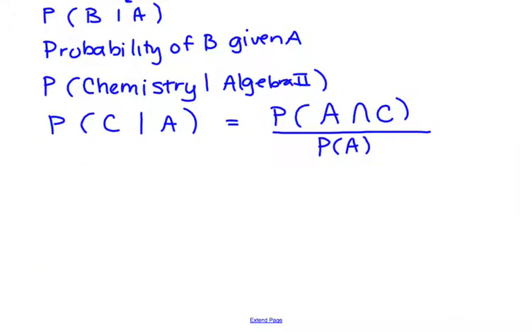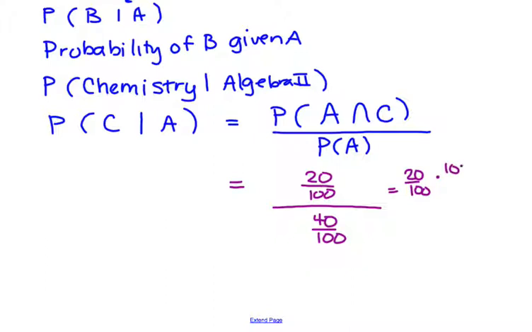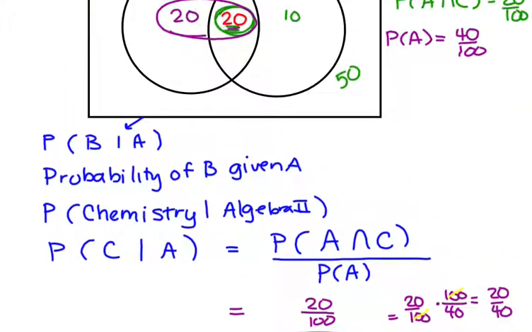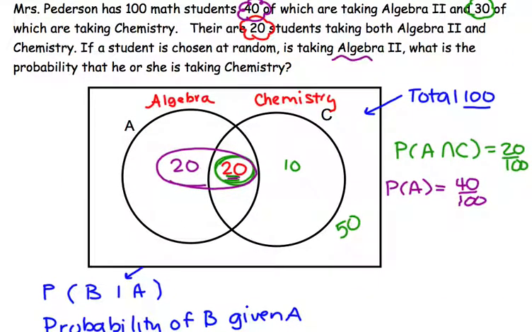All right. So the probability of the intersection of Algebra 2 and chemistry was 20 out of 100 students over the probability of an algebra student. So 40 out of 100. So we have a fraction divided by a fraction. So we're going to keep the first fraction, flip the second fraction, cancel those 100s, multiply across, 20 over 40, or 1/2. So you have a 50% chance that a student you pick at random who is taking Algebra 2 would also be taking chemistry.